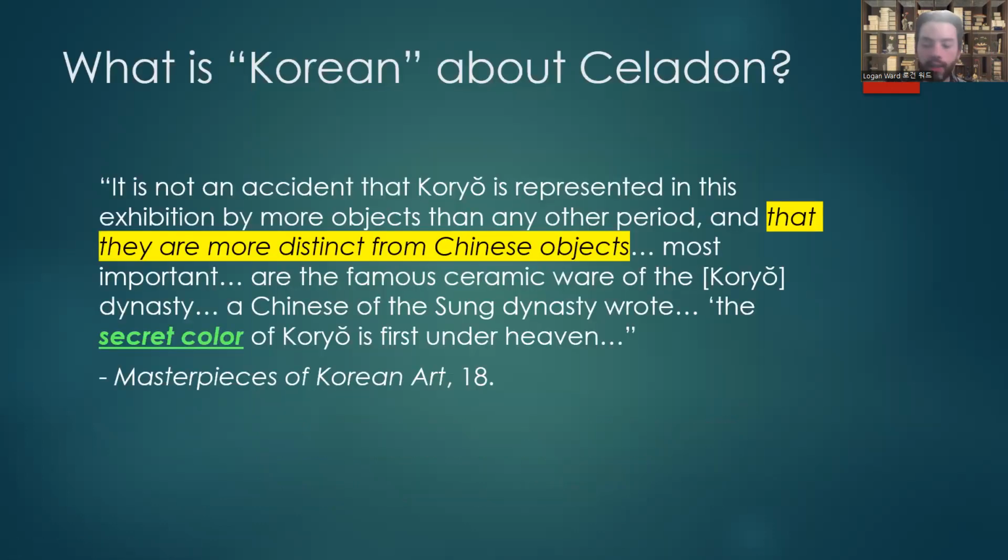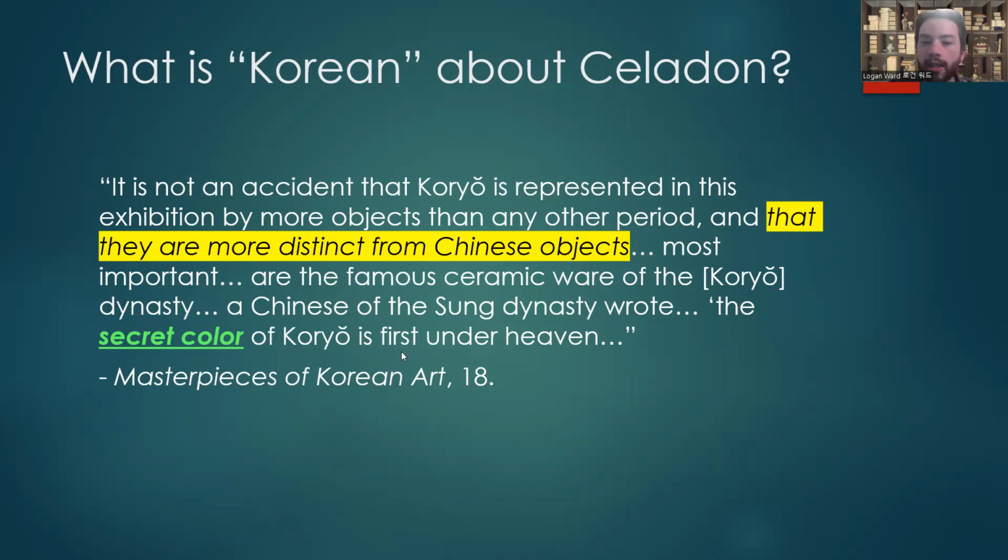So if you read, you didn't have to, but if you did, read the exhibition catalog, you see this kind of talk all the time. They specifically say it in the introduction that Goryeo Celadon is more distinct from Chinese objects, right? And then they always quote this Chinese scholar from the Song Dynasty who traveled to Korea, and he wrote that the secret color of Goryeo was first under heaven. That's what he called it, this Chinese traveler. He called it a secret color, bisek, is what it is.